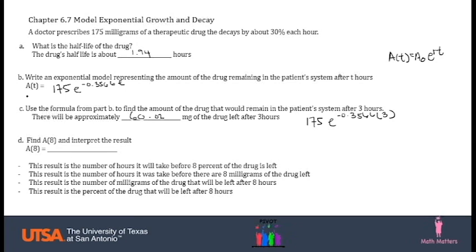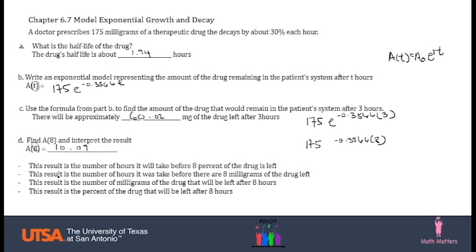Part D, it says find A of 8 and interpret the result. So pretty much this is A of t. So the 8 will mean 8 hours. So we're going to do the same thing as we did in part C. So we're going to plug in 8 for t. So we're going to have 175 times e to the negative 0.3566 times 8.